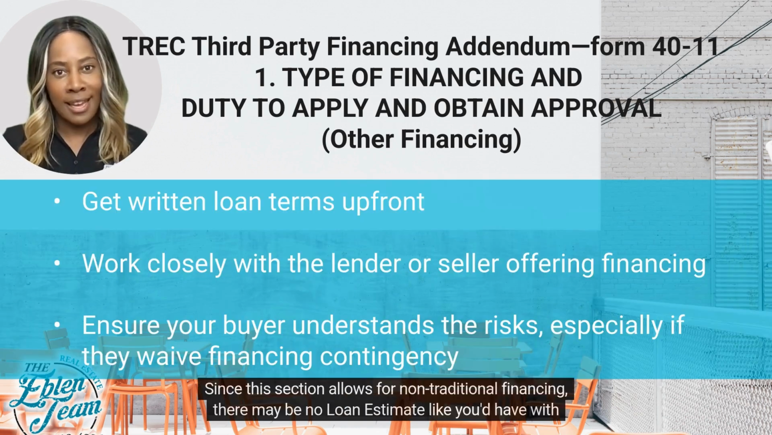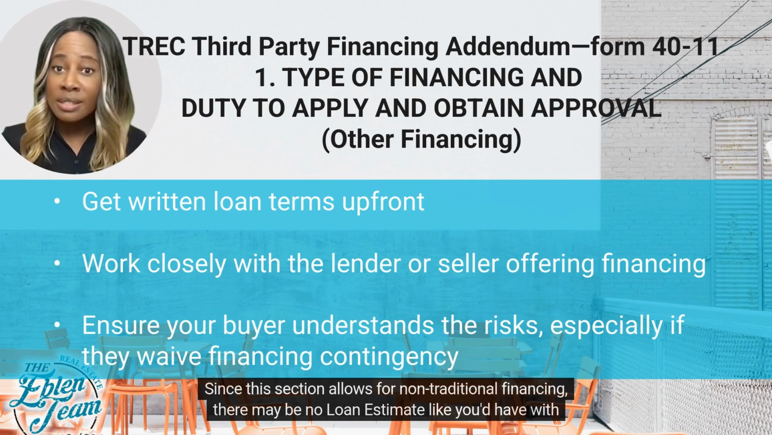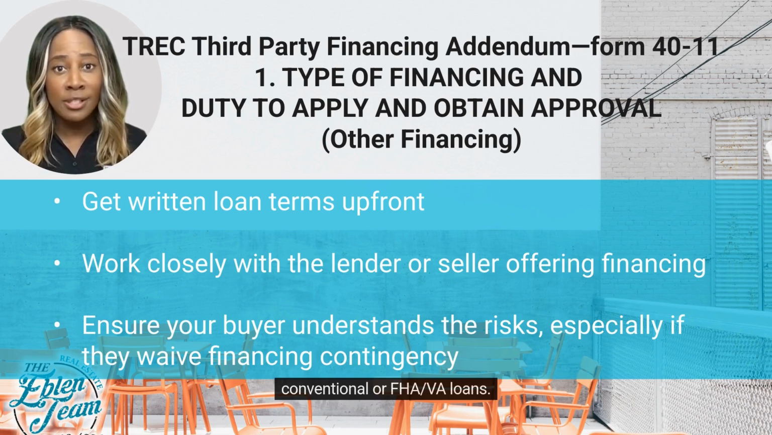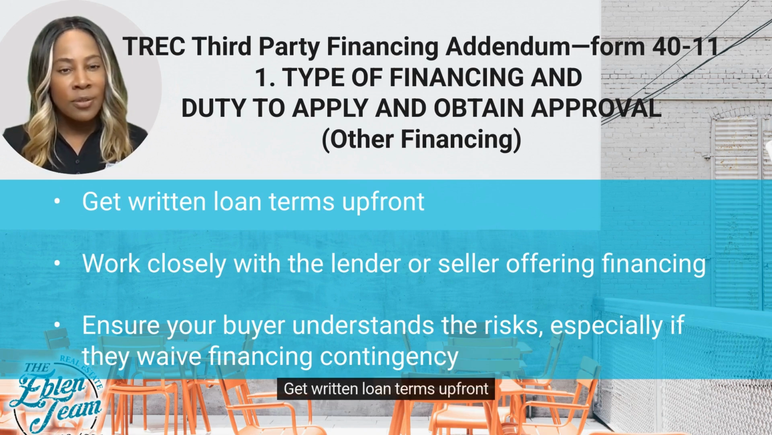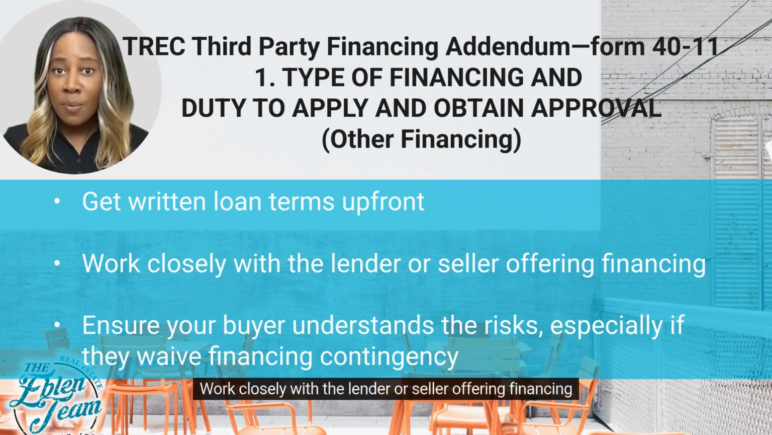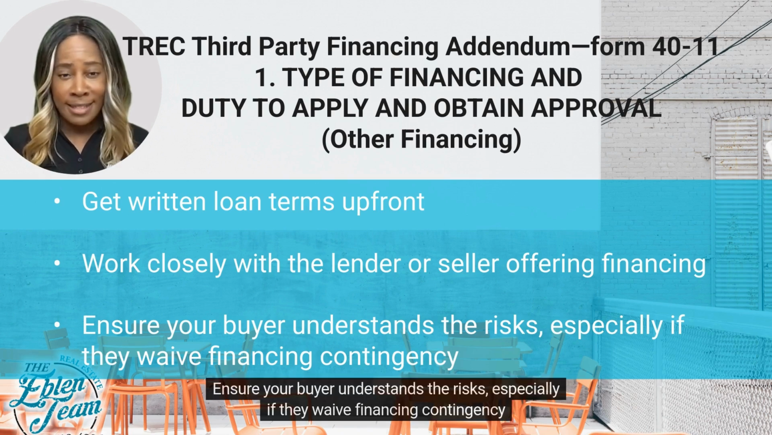Pro tip: since this section allows for non-traditional financing, there may be no loan estimate like you'd have with conventional or FHA VA loans. That's why it's crucial to get written loan terms up front, work closely with the lender or seller offering financing, and ensure your buyer understands the risk, especially if they waive financing contingency.